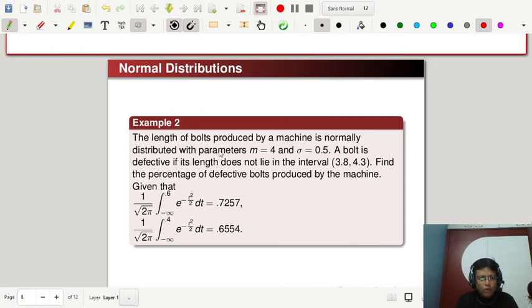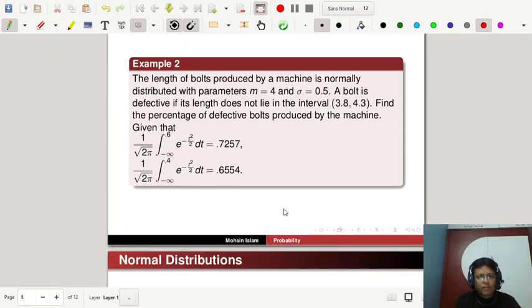Okay, now next example, this is for you, you have to try this. I am not going to solve this problem. The length of bolts produced by a machine is normally distributed with parameters m equal to 4, sigma equal to 0.5. A bolt is defective if its length doesn't lie in the interval 3.8 to 4.3. So it is defective if it lies outside this range. Find the percentage of defective bolts produced by the machine.